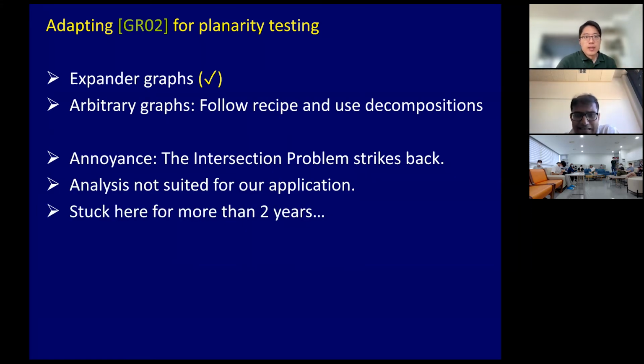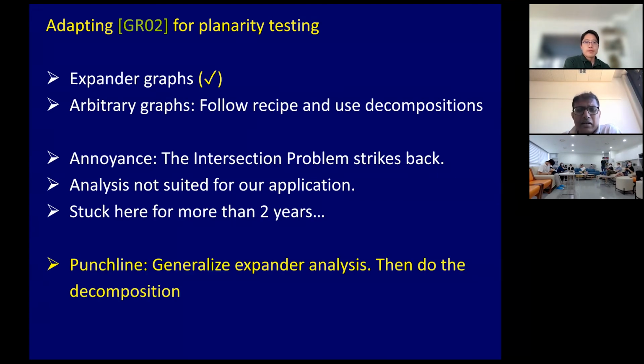And finally, we realized that the way out of our dilemma was to generalize the expander analysis, to break your graph into what you might call generalized expanders, and then exploit a decomposition into these generalized expanders. So I can tell you what the intersection problem is, but please feel free to interrupt me if you have any questions.